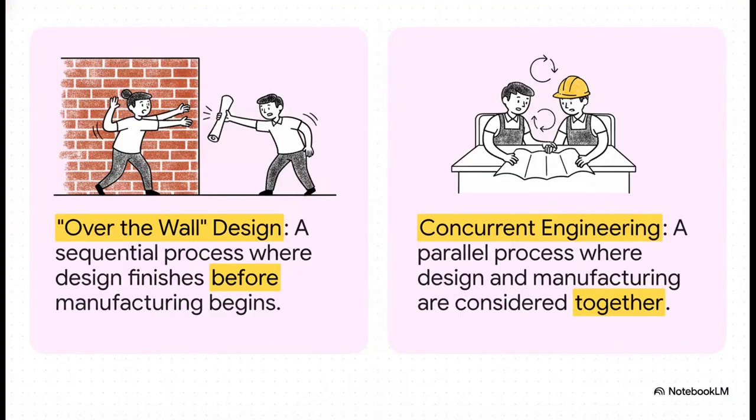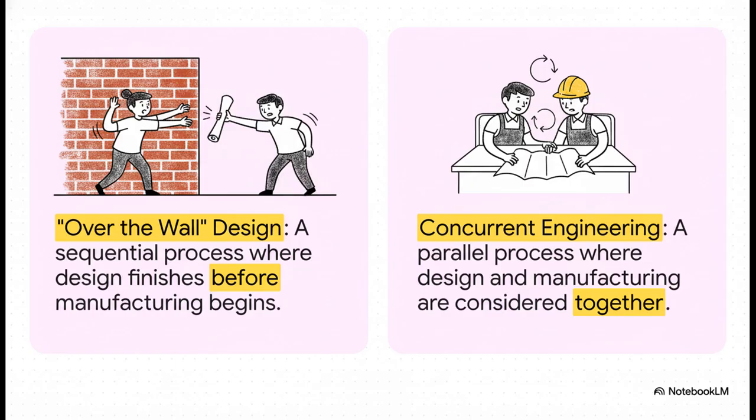Back in the day, manufacturing was a classic example of this over-the-wall design. It was totally sequential. The engineers would design something and then just metaphorically toss the plans over the wall to the manufacturing team. Any problems? They weren't found until it was already on the production line, which was slow and super expensive.